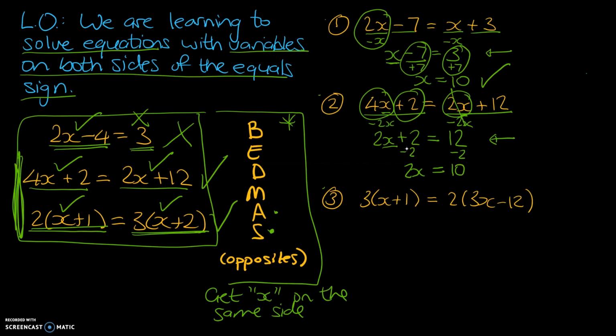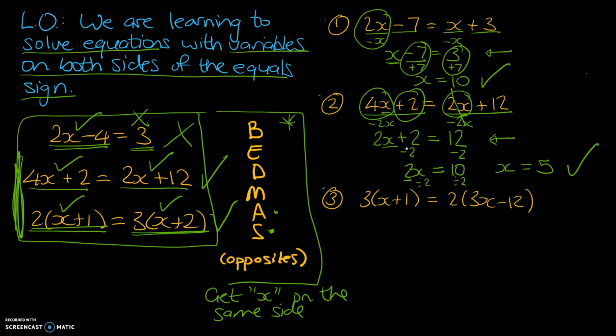Once we've done that, we now need to get rid of that times 2. We do that by doing divided by 2 and divided by 2. 2x divided by 2 is x, and that is equal to 10 divided by 2, which is 5. And if we got to that step, that is our correct and final answer.